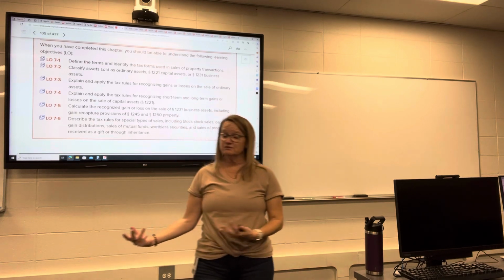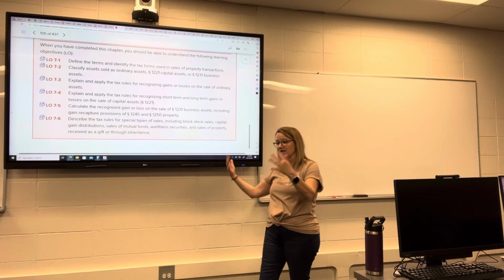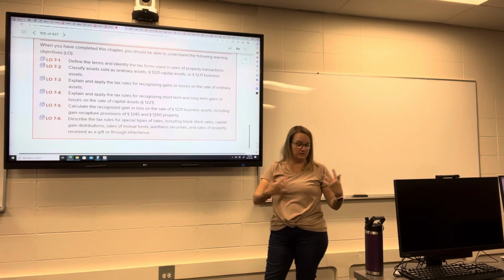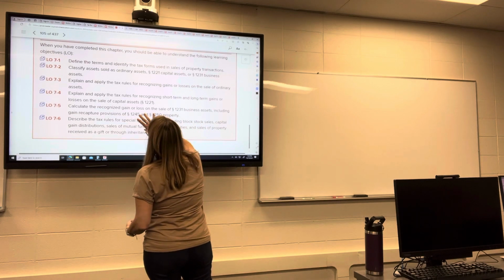because they are treated differently for tax purposes when we dispose of them. Their gains are treated differently, their losses are treated differently. So we've got to figure out what type of asset it is that we have disposed of, so we know what the tax treatment is. So there are 3 categories of assets.